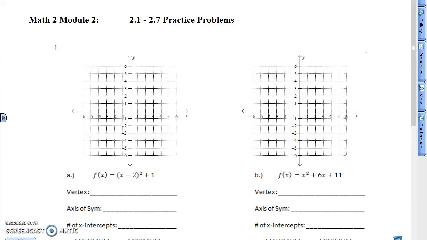Math 2, Module 2, Practice Problems 2.1 through 2.7. This is the first page worth of solutions, so questions 1 through 5.